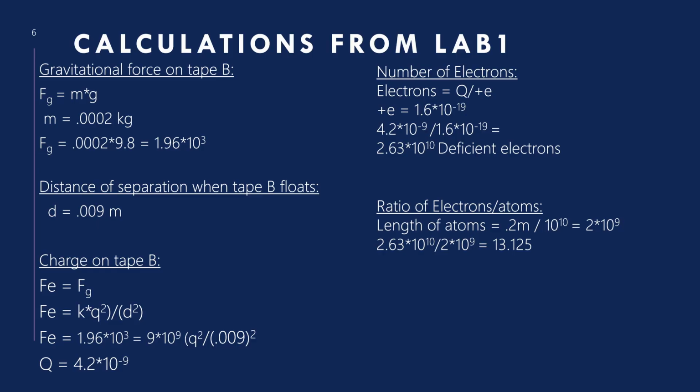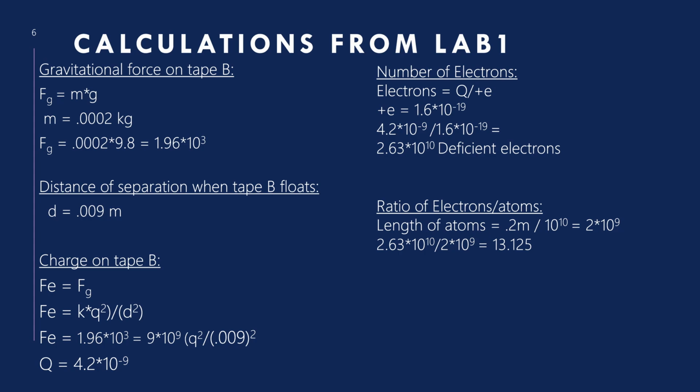Next, to find the charge on tape B, we know that the electric force on B is equal to the gravitational force on B. Using the equation, we can find that Q is equal to 4.2 times 10 to the negative 9 coulombs. Using this, we can find the number of electrons by taking Q and dividing by the charge of a single electron. We found that there are 2.63 times 10 to the 10 deficient electrons.